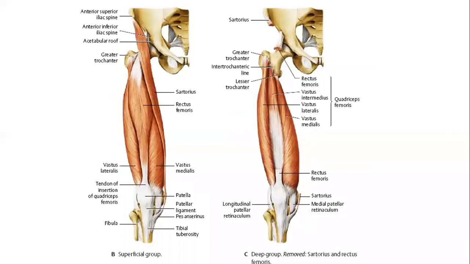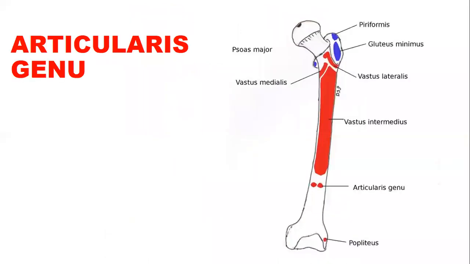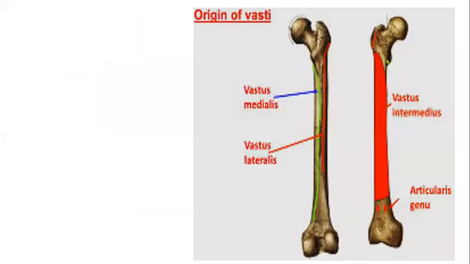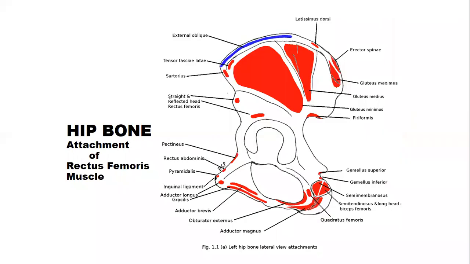For this muscle, go to the rectus femoris. Think about the rectus femoris. The rectus femoris muscle is the only part of the quadriceps femoris that crosses the hip joint, whereas the remaining three parts of the muscle are just crossing the knee joint. They do not cross the hip joint.